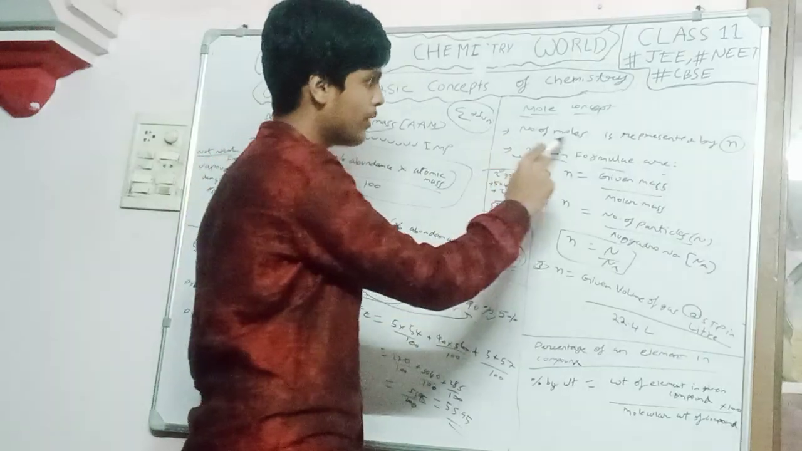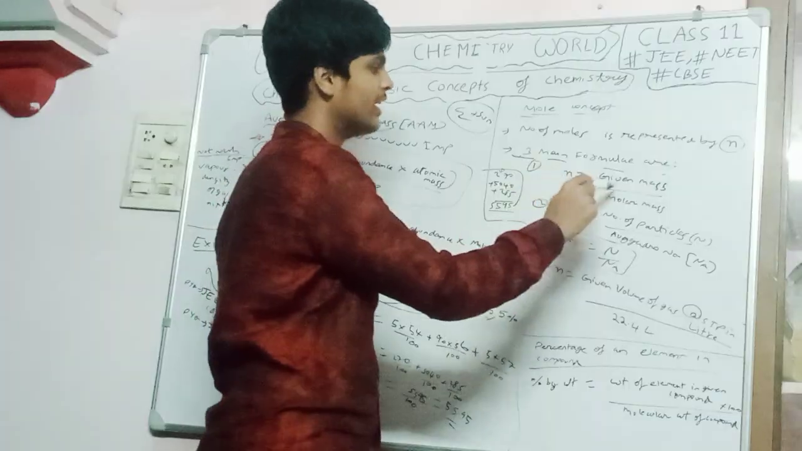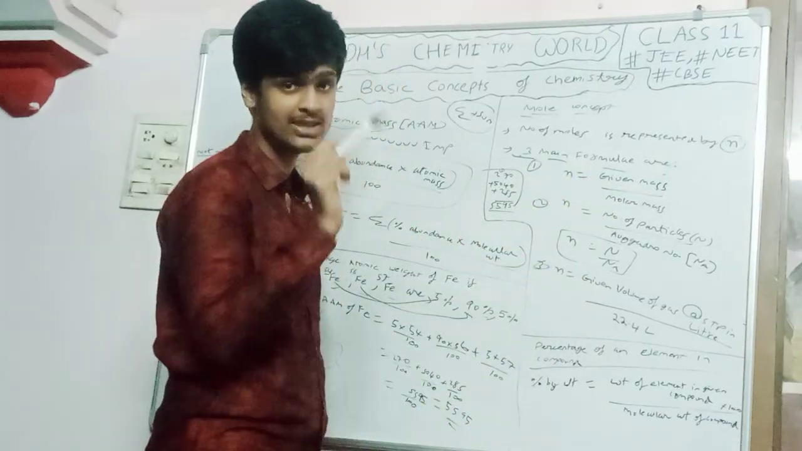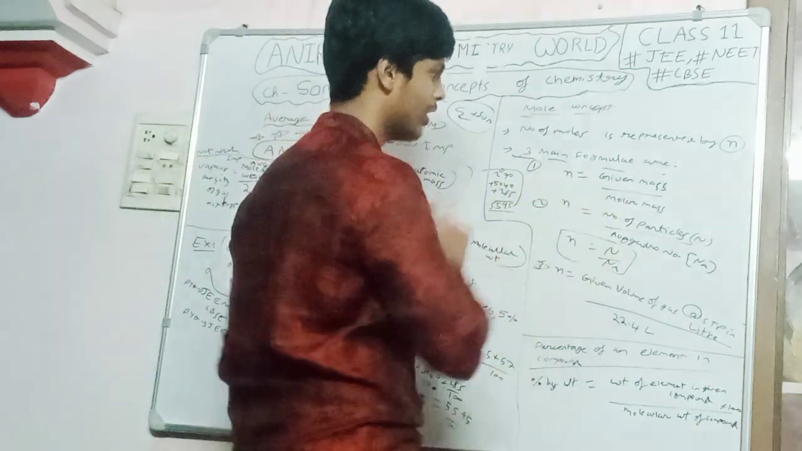First one: number of moles is represented by small n. Number of moles is equal to given mass by molar mass. First formula is number of moles is equal to given mass by molar mass.